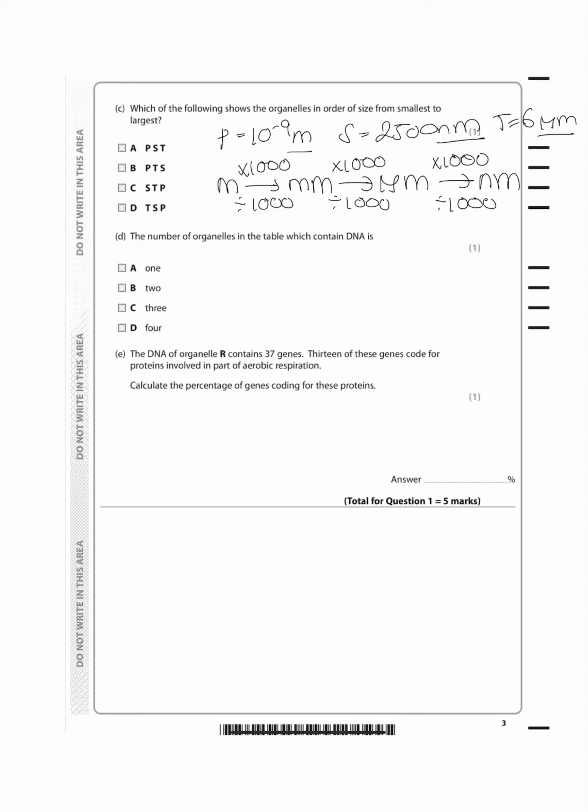So I'm going to choose to convert them all to micrometers because that's just the middle unit. So P is in meters, so we have to go to micrometers. So I'm going to be timesing by 1,000 and times by 1,000 again, which gives me 0.001 micrometers. S is in nanometers, and to get to micrometers, I'll divide by 1,000, which gives me 2.5 micrometers. And T is already in micrometers. So the largest is T and the smallest is P. So the answer is A.